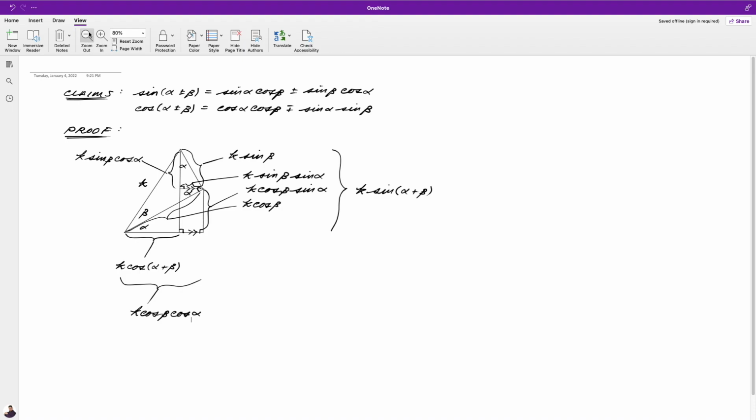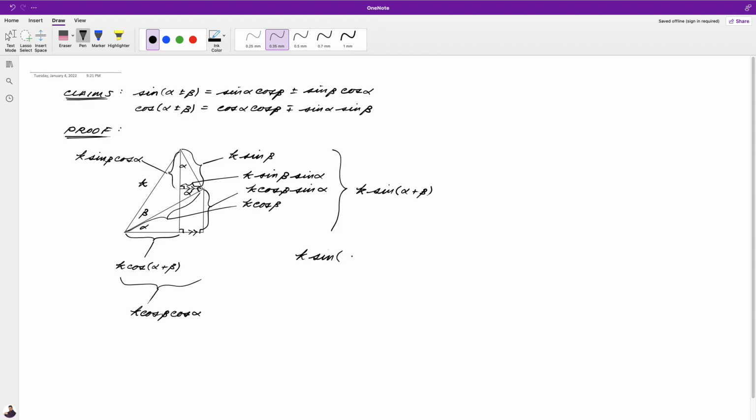Looks good. Yeah, I don't see any errors here. Very good. So by the segment addition postulate, this segment right here plus this segment right here is equal to the whole segment. And what is the whole segment? Well, the whole segment here is k sine of the quantity alpha plus beta.